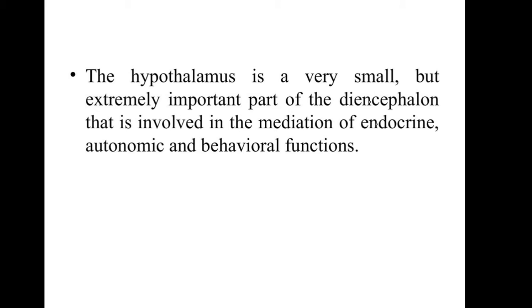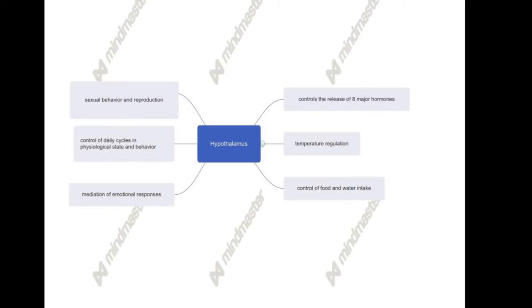So hypothalamus is very small, we can say peanut size. The gland is peanut sized and it is an extremely important part as it has many other functions other than the endocrine function, that is autonomic and behavioral functions. It is not only an endocrine gland, apart from that it has autonomic and behavioral functions. So what are the basic functions? In detail we will be seeing in the chapter, but initially, what is the basic importance?